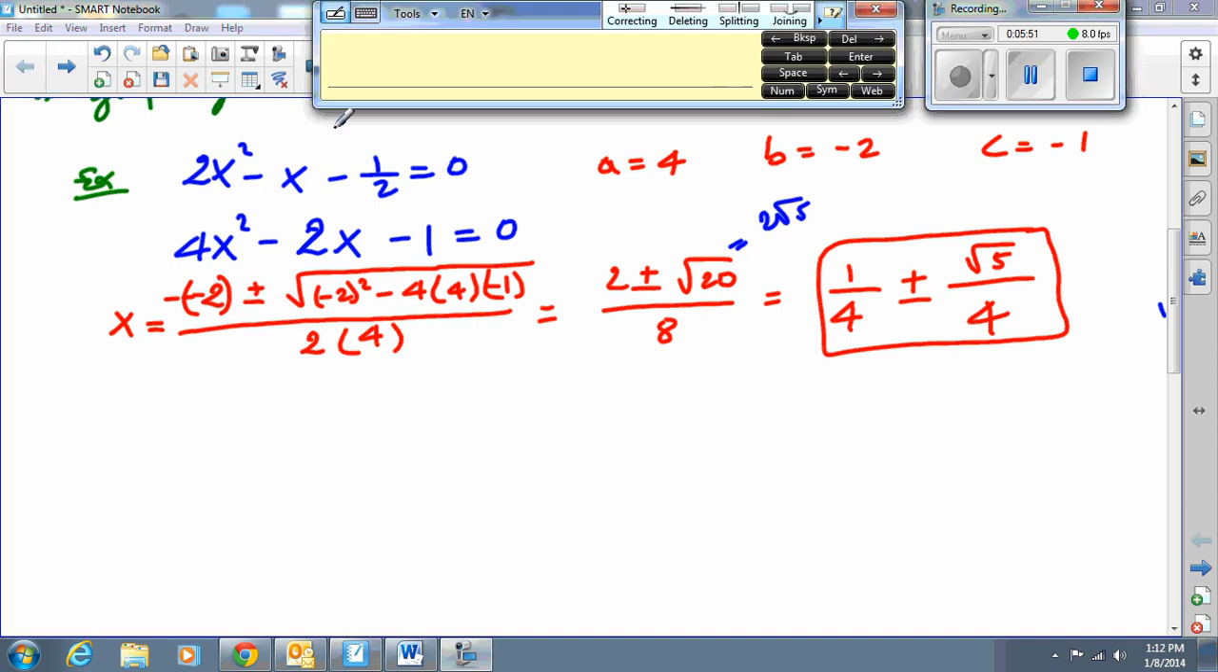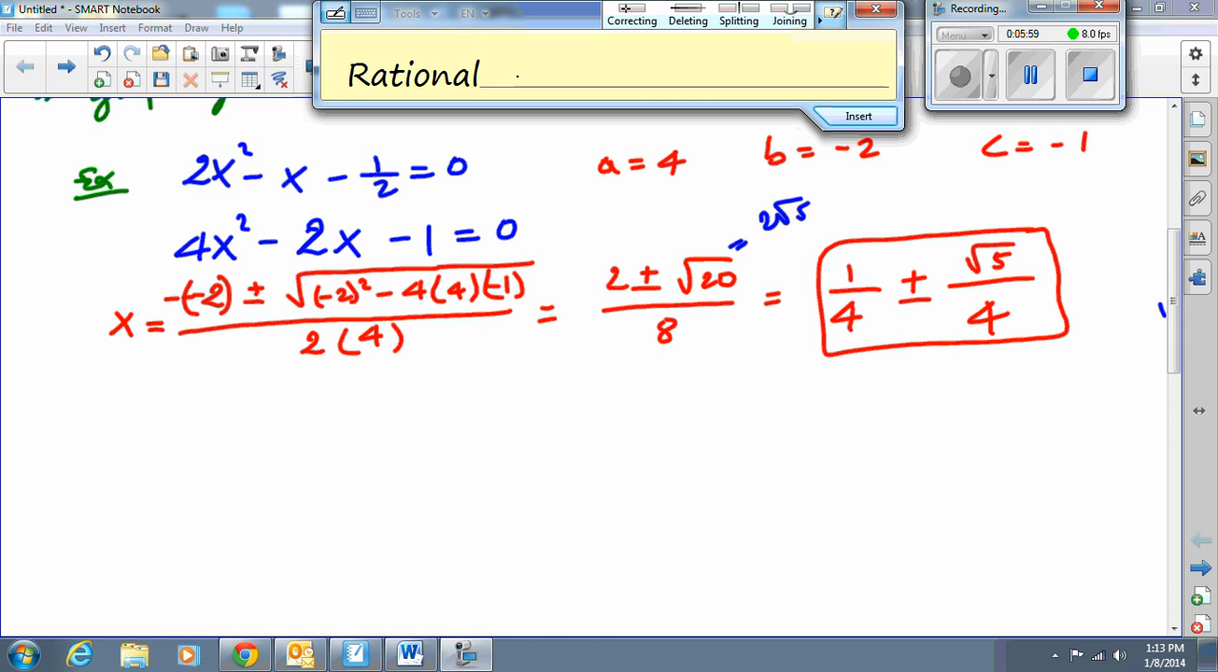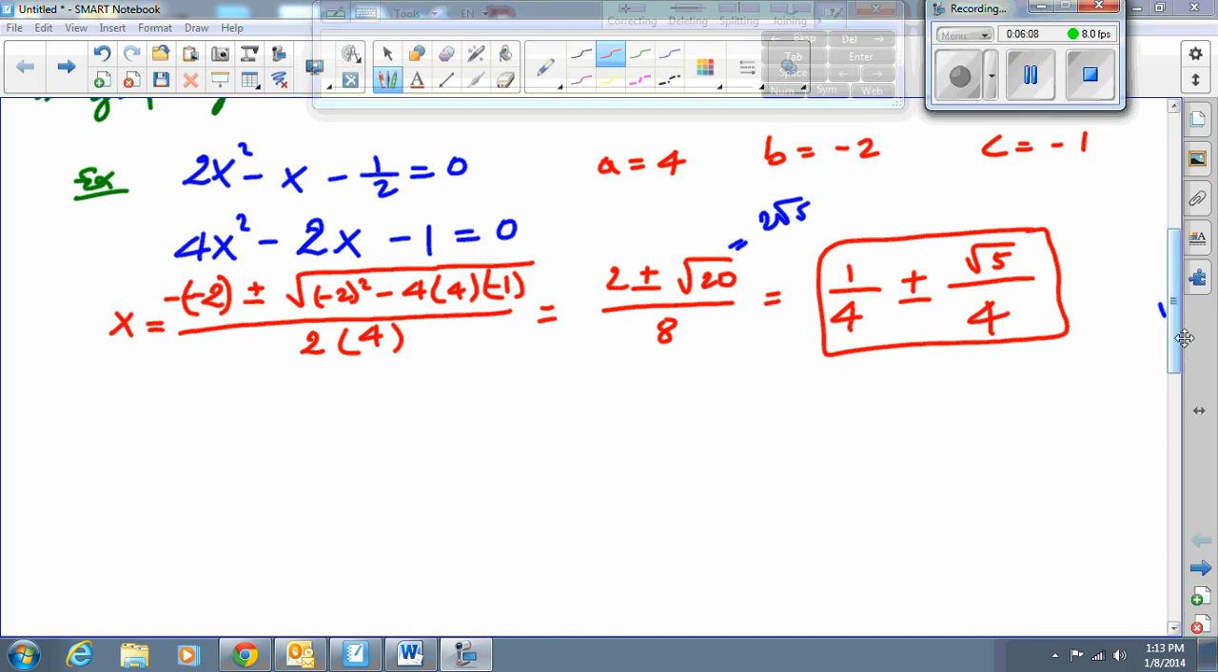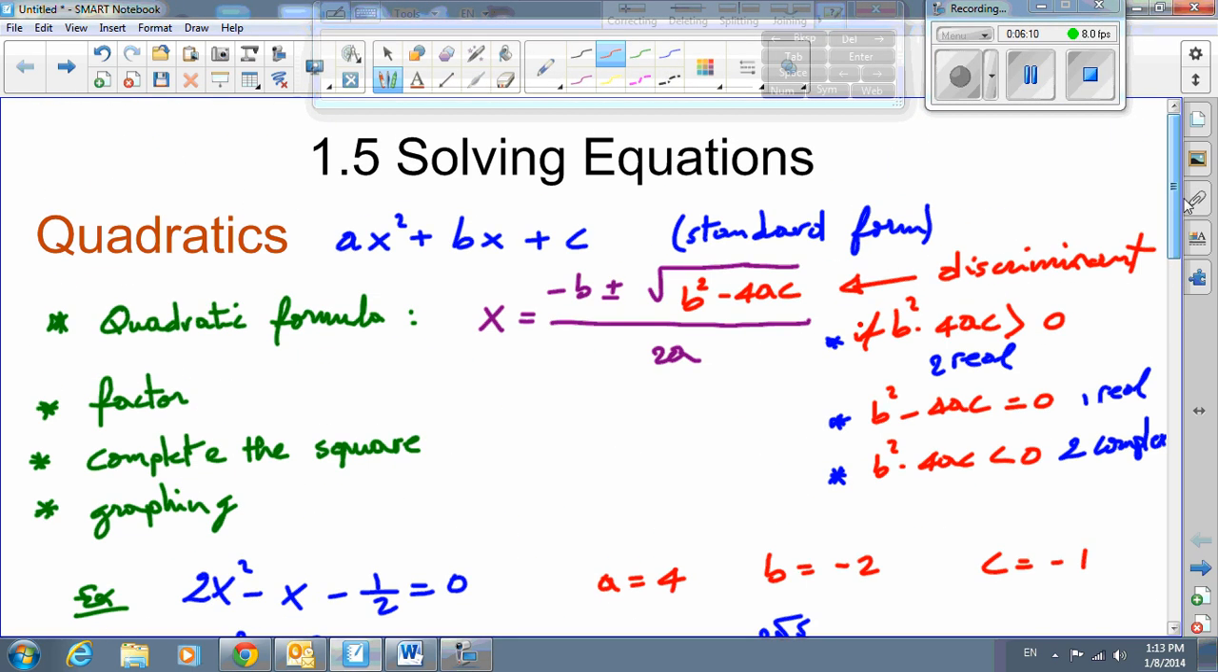The next expression we will try to solve will be rational equations. For rational equations, where did it go?